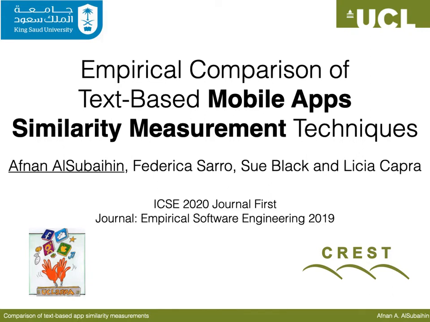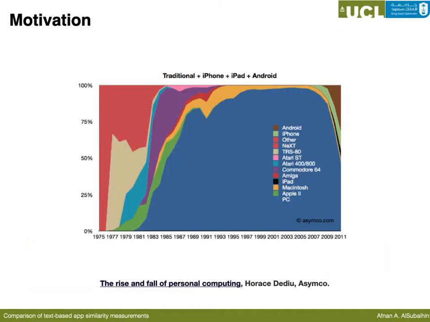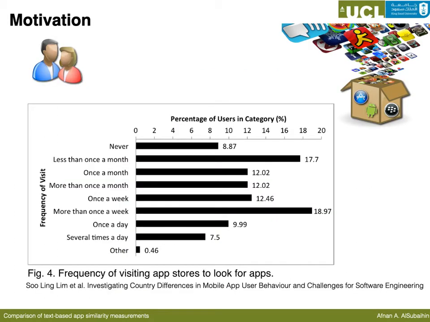I'm here to present our work comparing similarity detection techniques for mobile apps using text-based artifacts. But first, let me introduce the problem. Recently, it seems that mobile devices are dominating personal computing devices. It then follows that many more developers are now tasked with developing mobile applications.